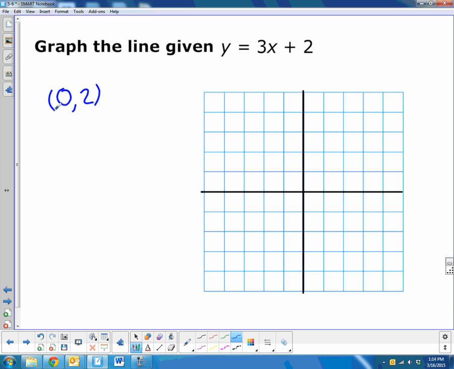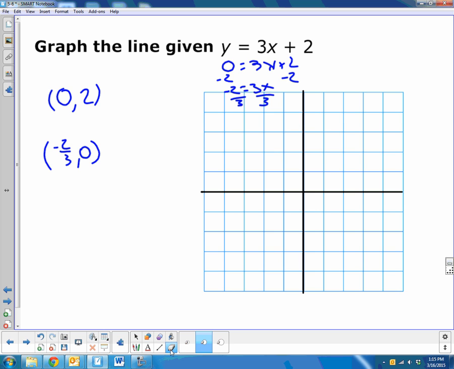If y was 0, then x would be, let's see, if y was 0, we would have to solve. So it would be 0 equals 3x plus 2. We'd have to minus 2 from both sides. We'd get negative 2 equals 3x. We'd divide by 3. And we would have an x-intercept of (-2/3, 0), which isn't pretty. But those are the two intercepts.